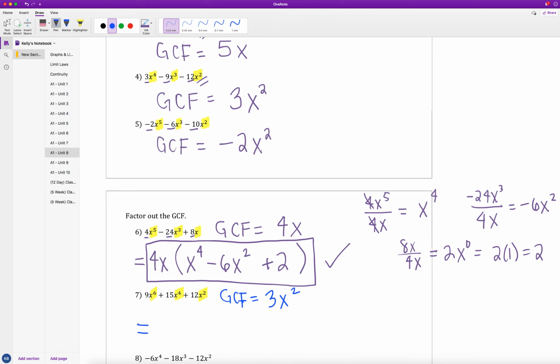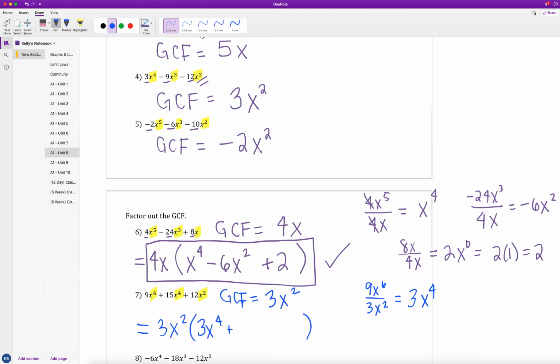Remember, when we go to factor this, I'll have my greatest common factor out in front times all the stuff that is left over. Why don't you guys pause the video and decide on what is left over inside these parentheses once I factor out or divide out the 3x squared. So when I simplify this, I'm going to write this one on the side as well. So I'll have 9x to the 6th divided by my greatest common factor. 9 divided by 3 gives me 3. x to the 6th over an x squared would give me x to the 4th. We'd end up with 3x to the 4th.